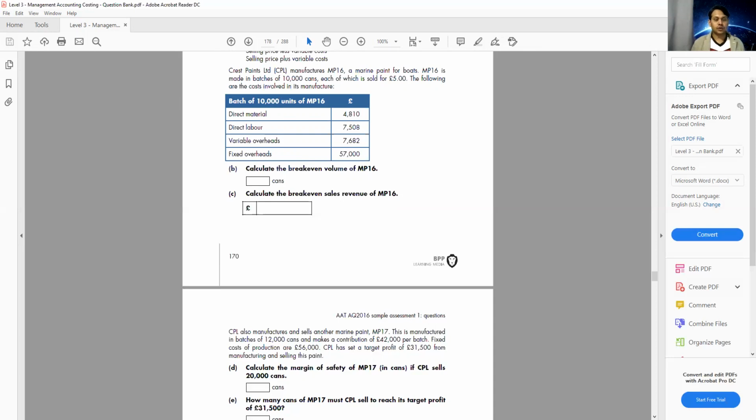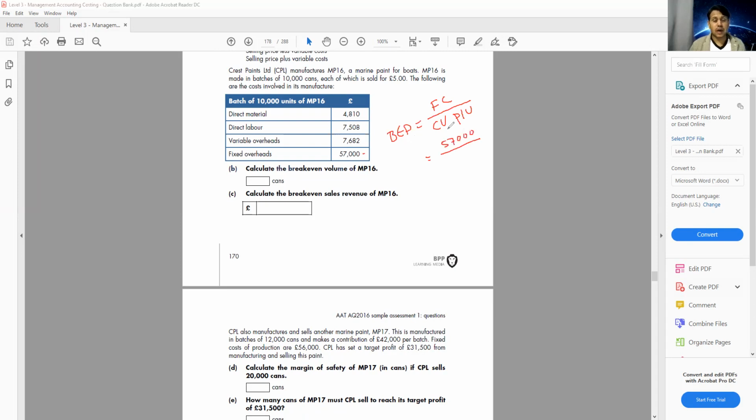So we know the break-even formula. BEP, break-even point, is fixed cost divided by contribution per unit, CPU. Now we have our fixed cost anyway, that is 57,000.